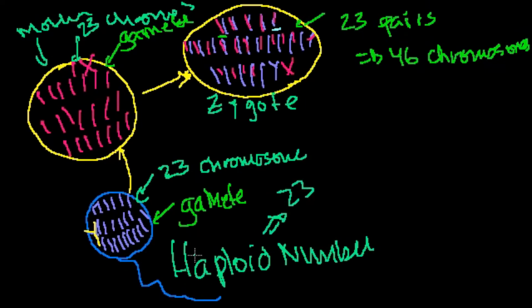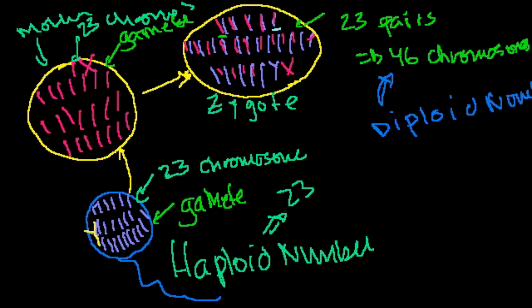And so you say, oh, if this is the haploid number, what do you call it when you have the full complement of chromosomes? Well, that's called the diploid number. And I remember that because di often is a prefix associated with having two of something. And so you have twice the number of chromosomes. So this is haploid, this is diploid number.